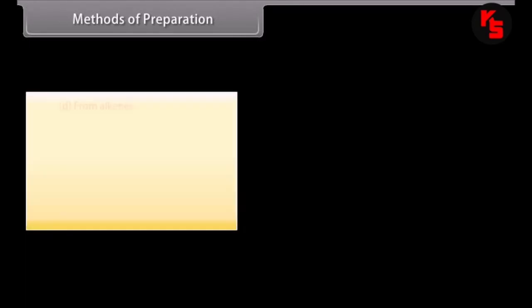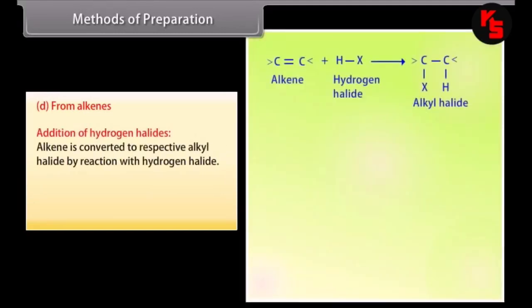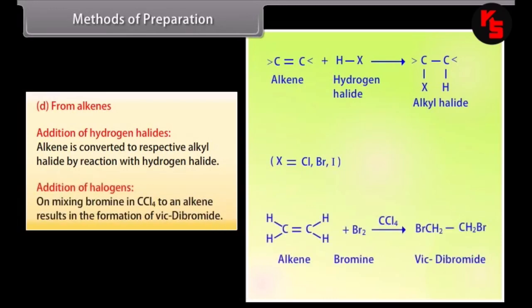Methods of preparation. From alkenes. Addition of hydrogen halides: alkene is converted to alkyl halides by reaction with hydrogen halide. Addition of halogens: on mixing bromine in CCl4 with an alkene, it results in the formation of vic-dibromide.